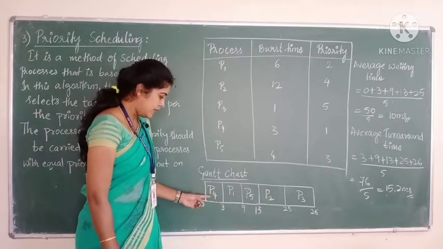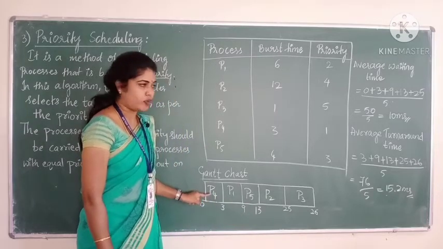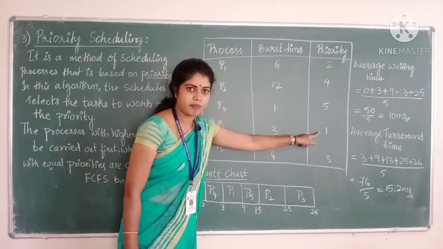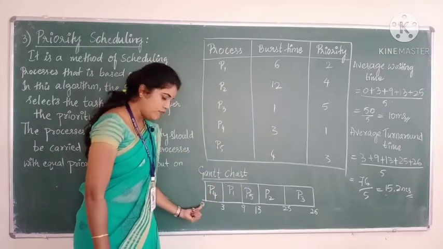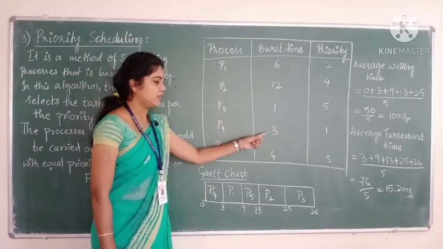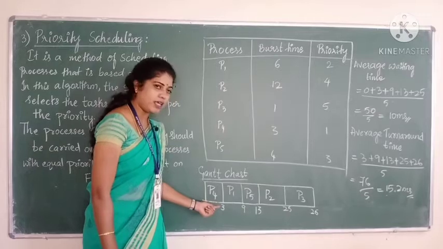Now, see the Gantt chart. As you all know, P4 is coming first. Why? Because in the priority column, P4 has the first priority. P4 always starts at 0. And what is the burst time of P4? It is 3 milliseconds.